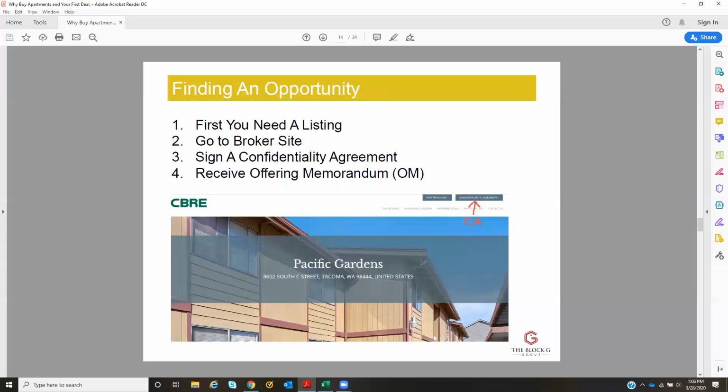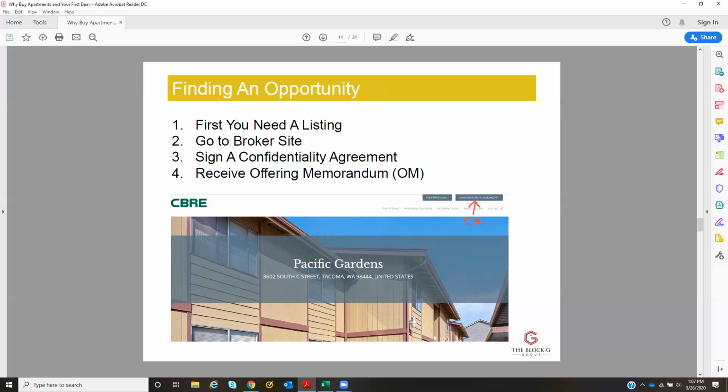Hang on. How do we find these opportunities, right? How do we go out and find opportunities? All commercial, or most commercial, opportunities are sold through commercial brokers. First, you need to find listings, right? The broker community is what's going to help you find that. You go to a broker site.